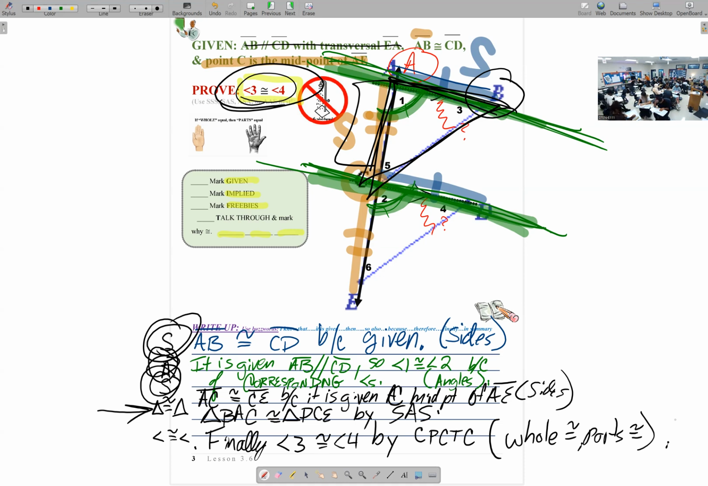Triangles we got first. They're going to be equal because of what shortcut? Side, side, side. Whole equal, parts equal. That's how you know.